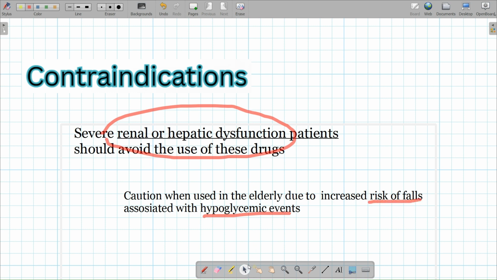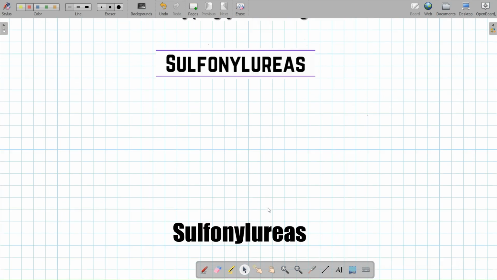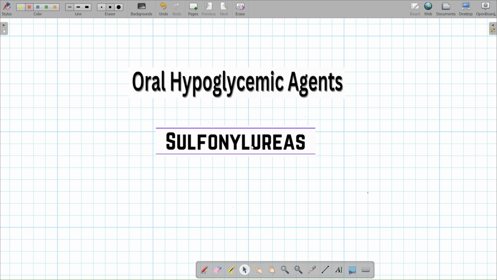That's it about this class of drugs, sulfonylureas. These notes were taken from books such as Comprehensive Pharmacy Review, Lippincott, and KD Tripathi. You can also refer to these books for further notes.